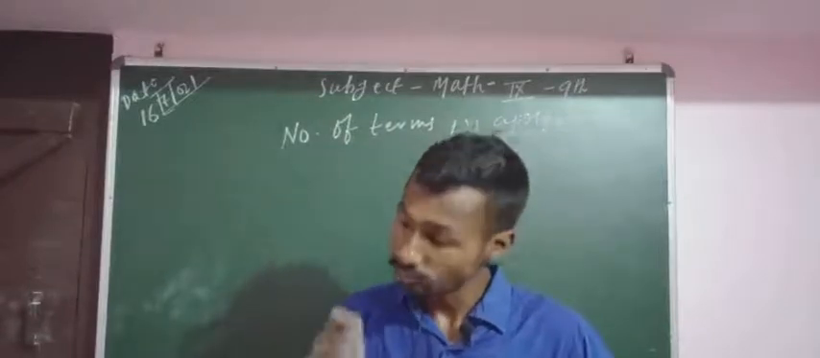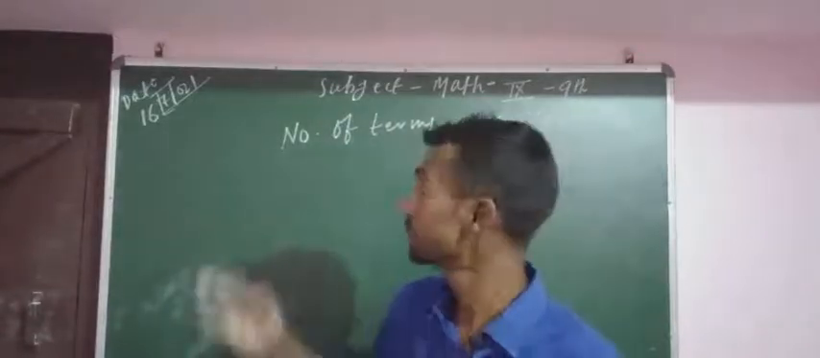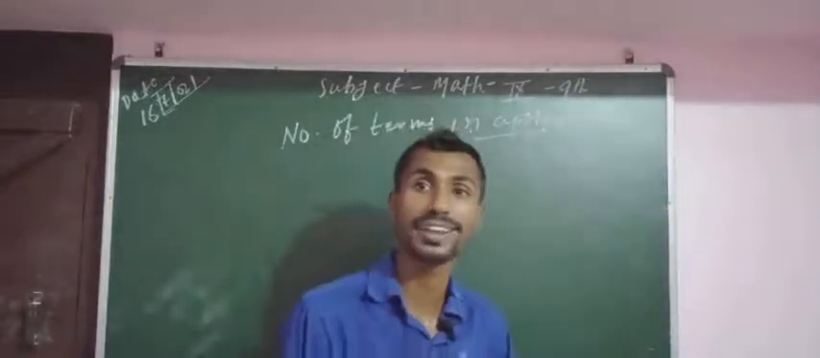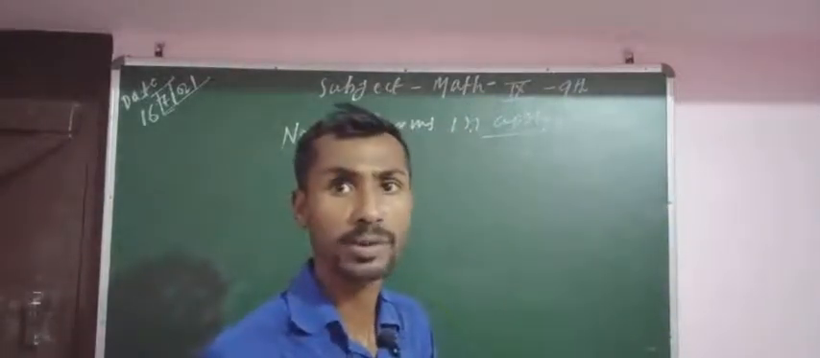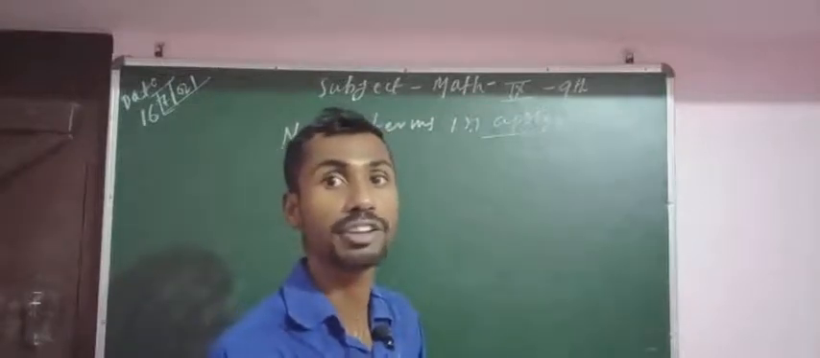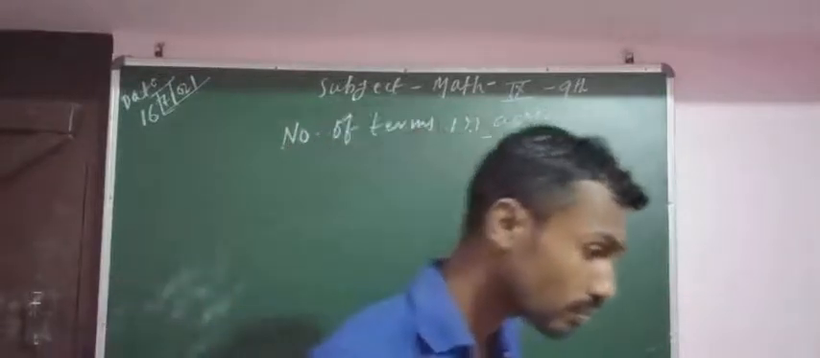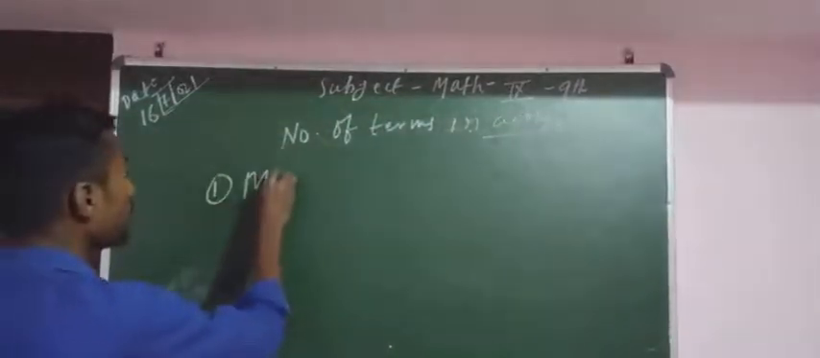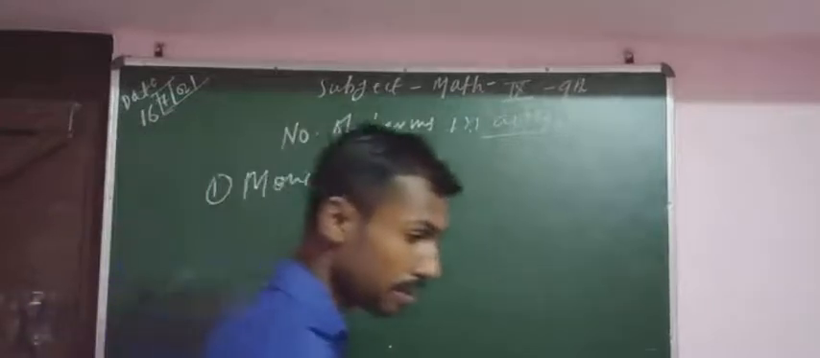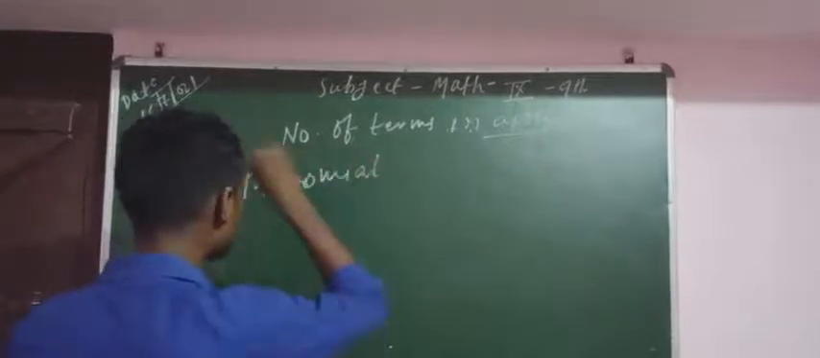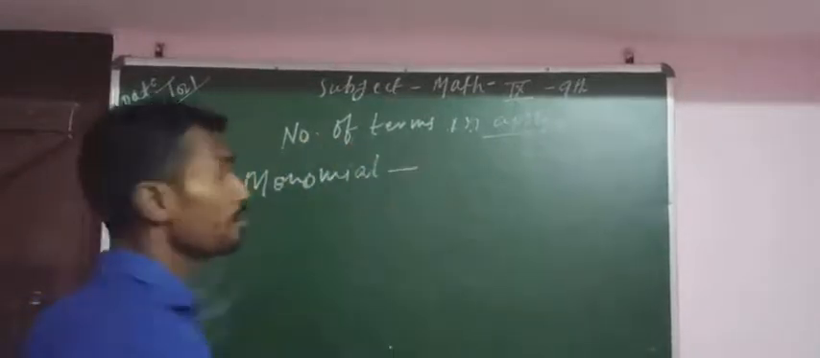Today we will discuss the number of terms in a polynomial. Suppose a polynomial contains 1 term, 2 terms, 3 terms, 4 terms. What are the basic names of these polynomials? We will continue with this topic. The first one is monomial.